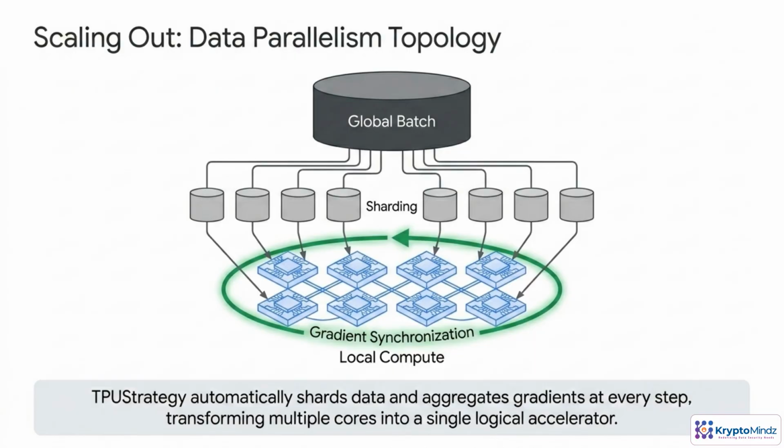Data parallelism keeps one copy of the model on each device, but splits the global batch across them. Each core processes its shard, computes local gradients, then all gradients are synchronized and averaged. Conceptually, many physical TPU cores behave like one big logical accelerator. TPU strategy handles sharding, gradient aggregation, and communication patterns for you, so your code mostly looks like single-device training, just with a much larger effective batch size and higher throughput.